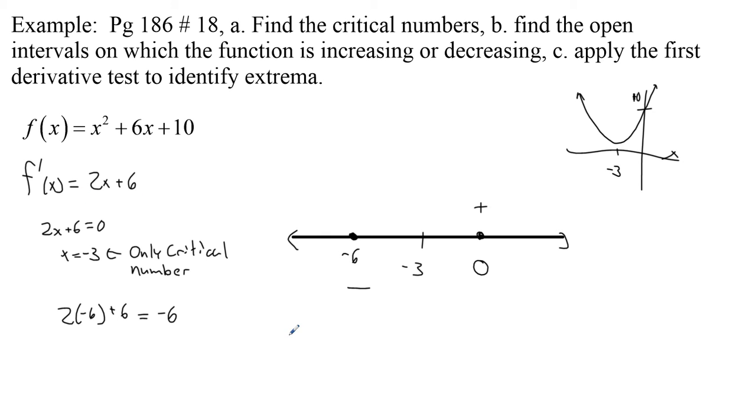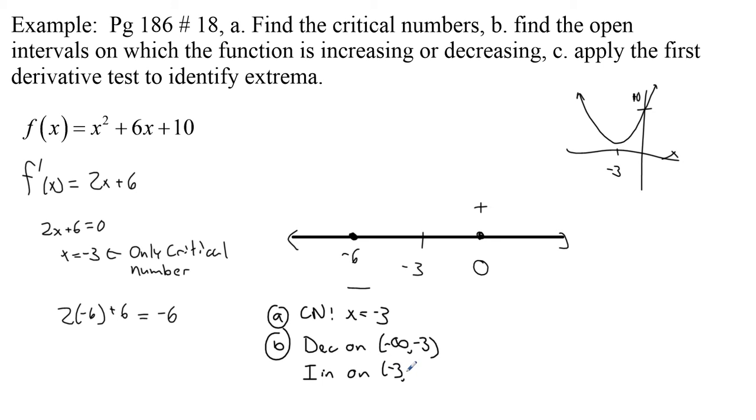So I've got two intervals. My answer to part A, my critical number, in this case, is just x equals -3. For part B, I have one interval in which it's decreasing. It is decreasing on -infinity to -3, and it is increasing on -3 to +infinity.